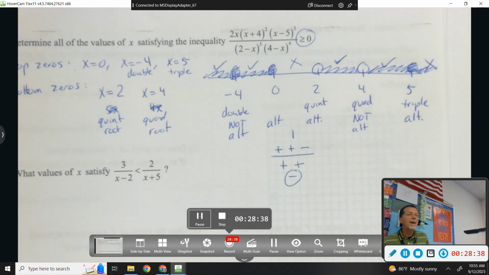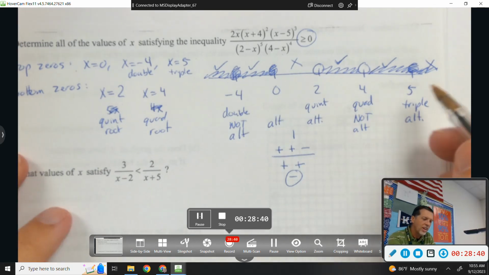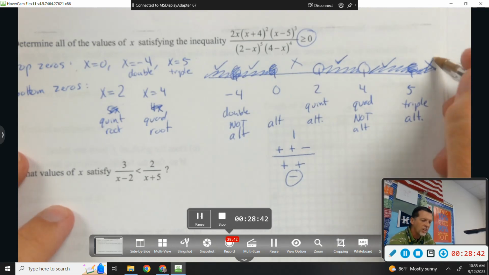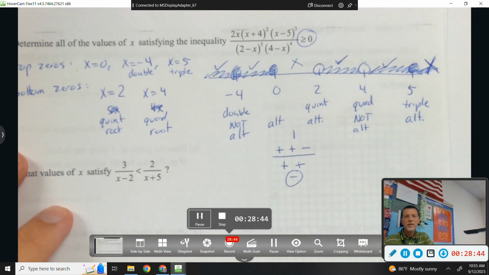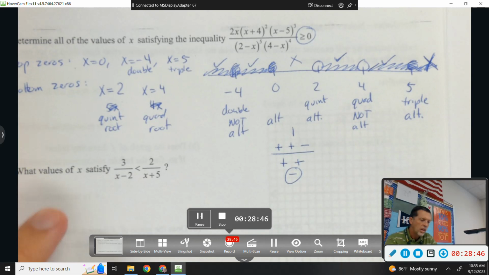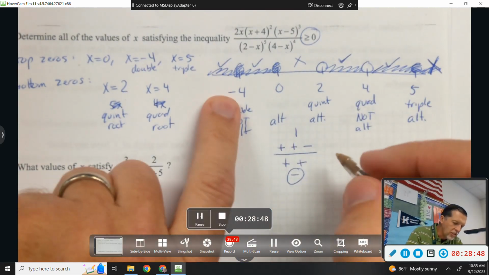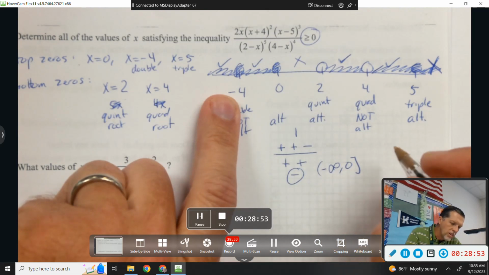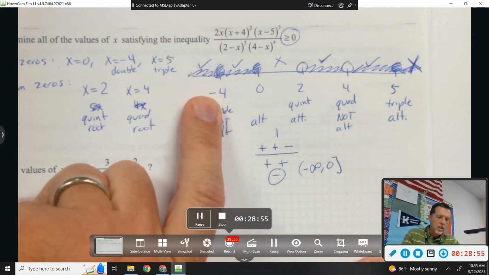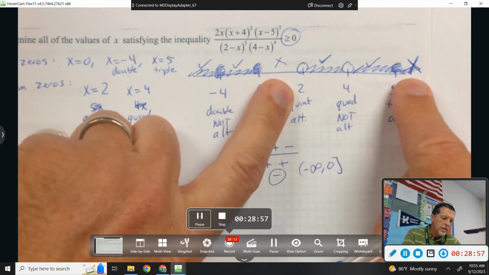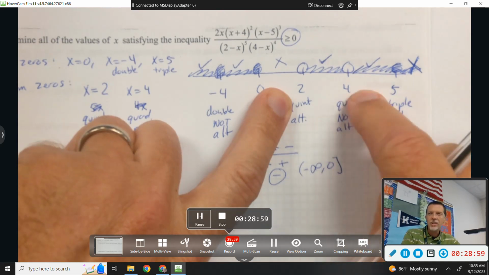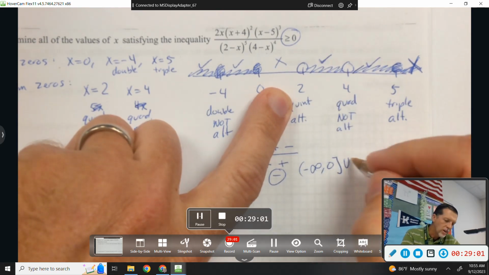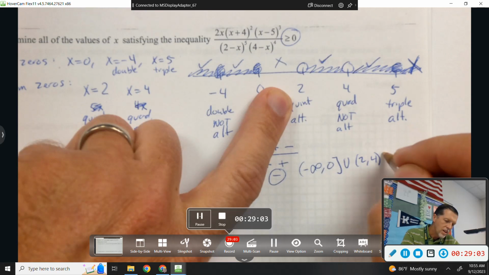And again, if you're not sure, then you go and check 6 and make sure that it's a no, like you thought it was. So interval notation, this is going to be fun. Negative infinity to 0, include 0. I can't go 2 to 5 because I have to exclude 4. So I'm going to go 2 to 4, and then 4 to 5.